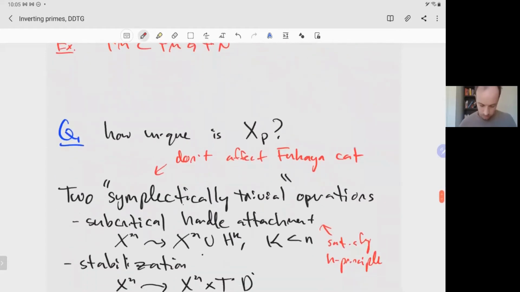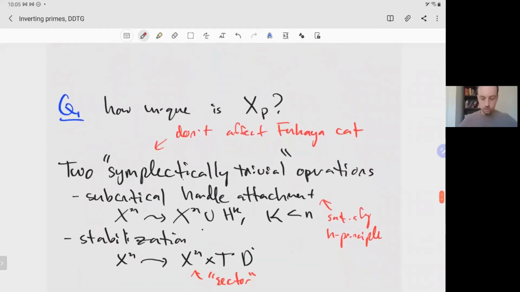So let me first mention two symplectically trivial operations which don't change the Fukaya category. We've already seen one, which is subcritical handle attachment, where you attach a handle whose index is strictly less than half the dimension. This doesn't change the Fukaya category. Also, these subcritical handles satisfy an h-principle by Gromov, so they're symplectically trivial in almost every possible way.